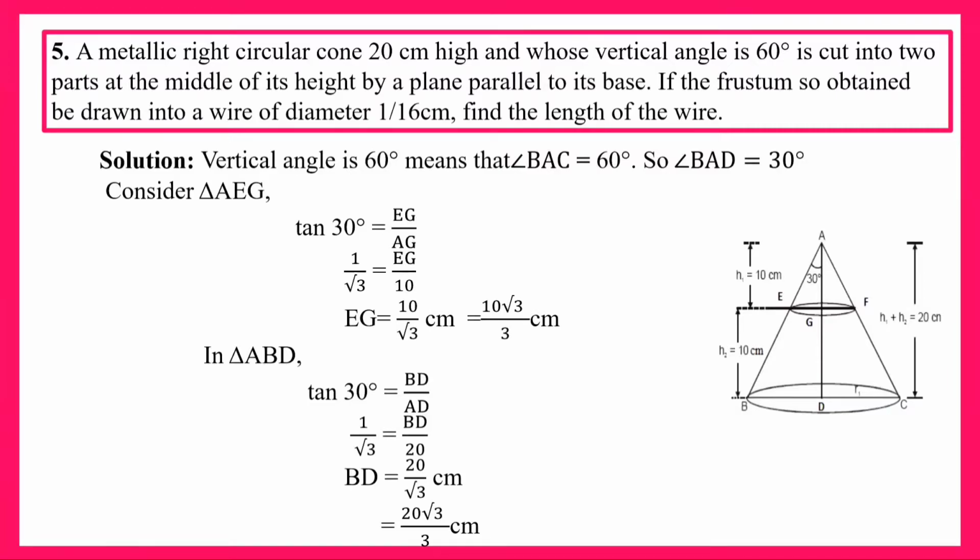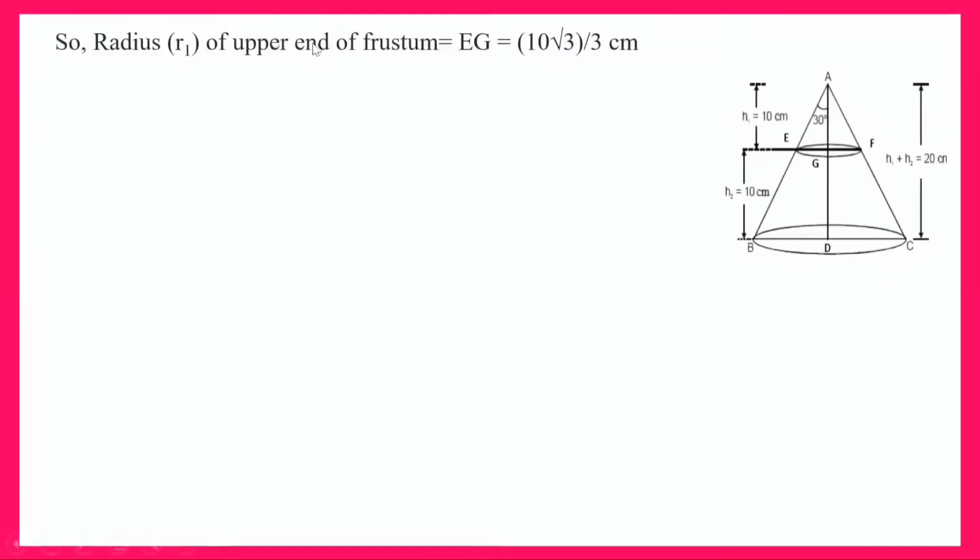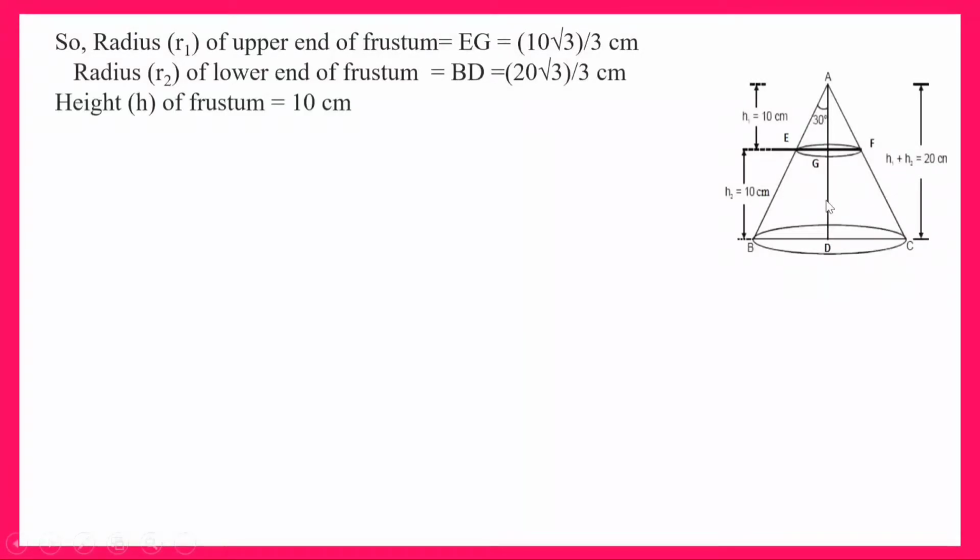So now let us try to find out the volume of the frustum because this frustum is to be changed into the wire. So the volume of the frustum will be equal to the volume of the wire. That means I need to find out the volume of the frustum. So I know now the radii of the frustum. I know the height of the frustum. Let me find out the volume now. So I have now the radius R1 of the upper end of the frustum, EG, which will be equal to 10 root 3 by 3. I just now found out. And exactly the same way the radius R2 of the lower end of the frustum, which is equal to BD, will come out to be 20 root 3 upon 3 centimeters, right? Now, what is the height of the frustum? The height of the frustum is equal to H, which is equal to 10 centimeters.